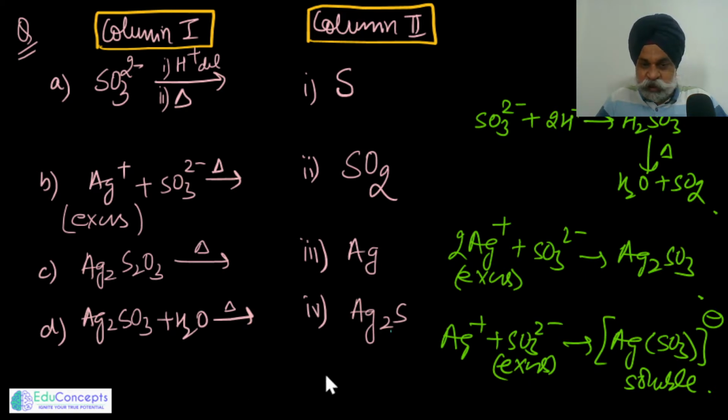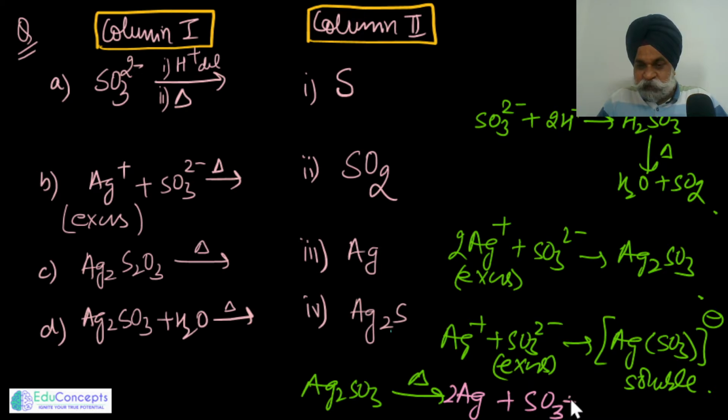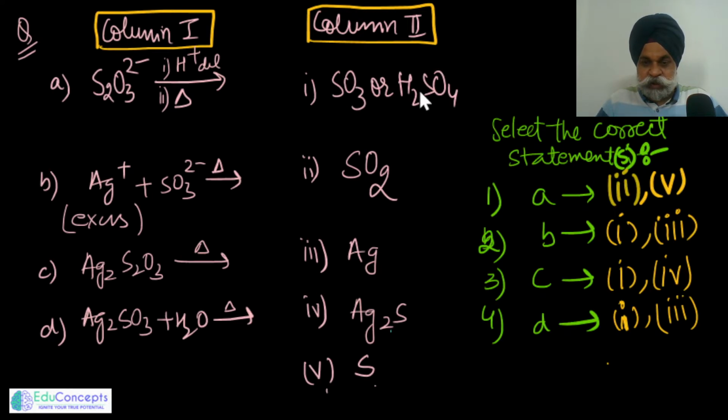So the point here is that if Ag2SO3 is to be heated, just like in the first question we did, decomposition of this particular compound gives you metallic silver plus SO3. SO3 can combine with water to form sulfuric acid. So you can think about it that way. So that means for the B option, we may have silver, and I think in the previous option something is different.